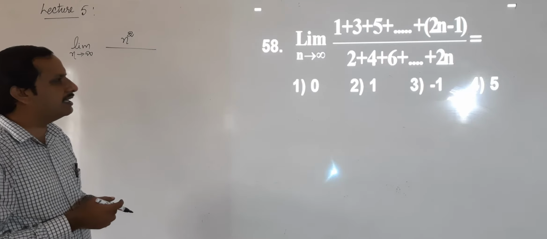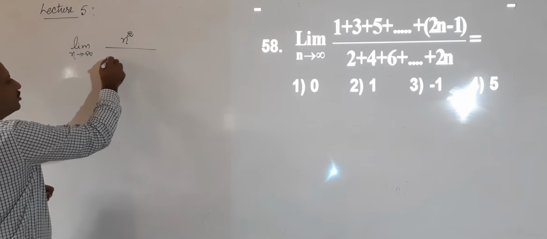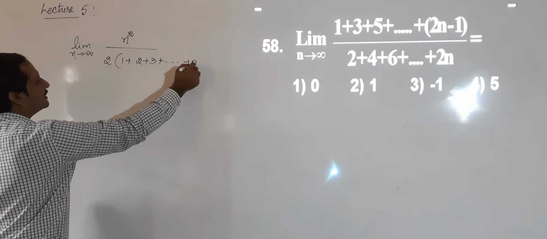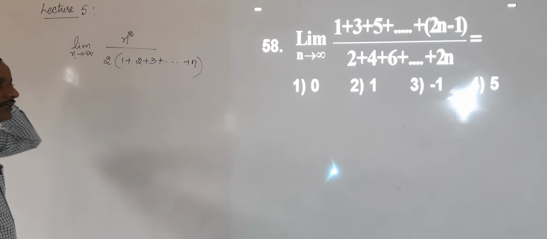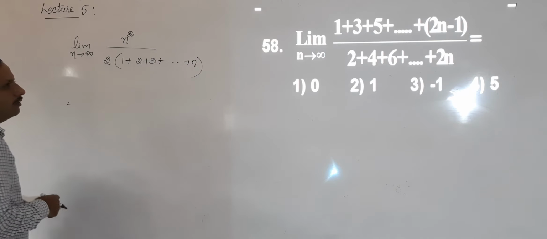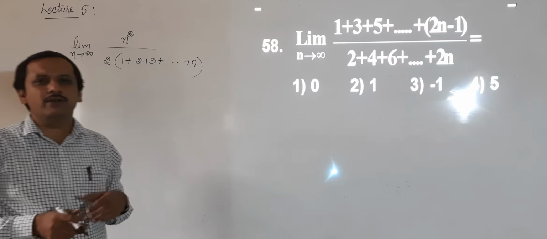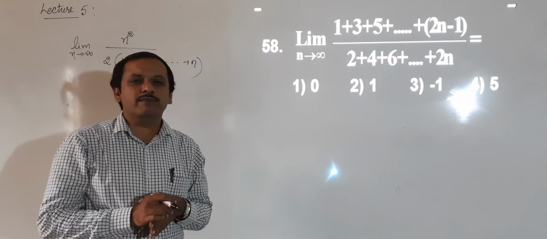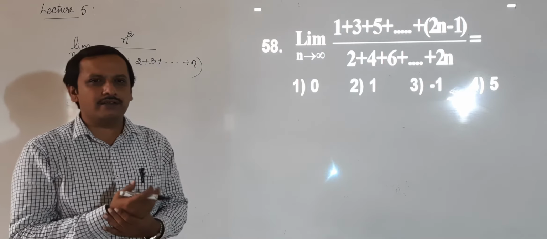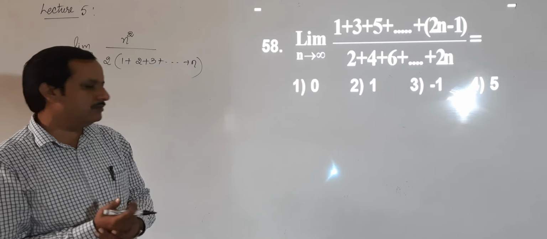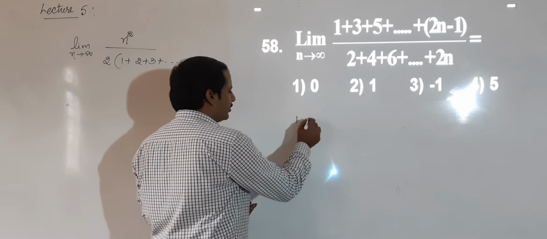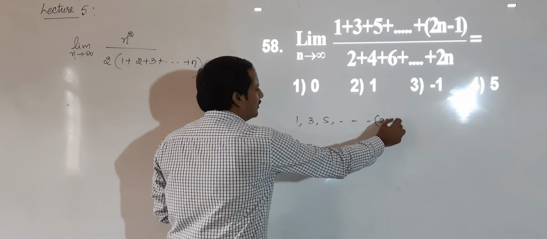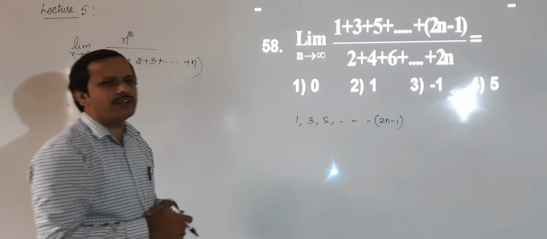In the denominator, I take 2 as common. If I take 2 as common, you are left with 1 + 2 + 3 up to n. Now, some of you may be thinking, sir, I don't know how we got that n square. So 1 + 3 + 5 up to 2n − 1, how is it equal to n square? You may not know it. I expect you to know it, but anyway, if you don't, I will tell you.